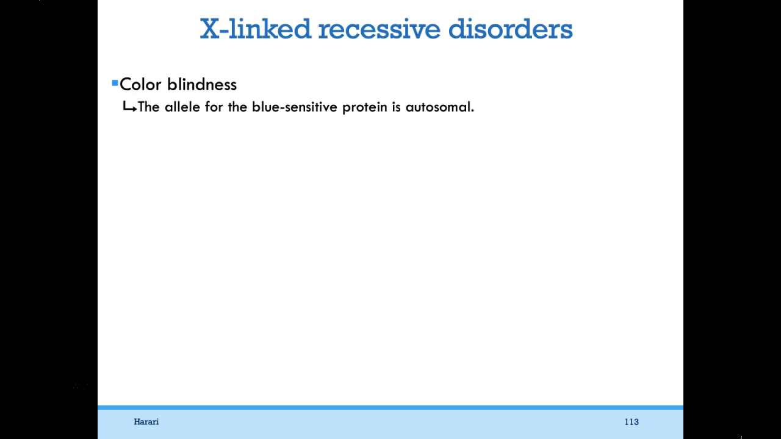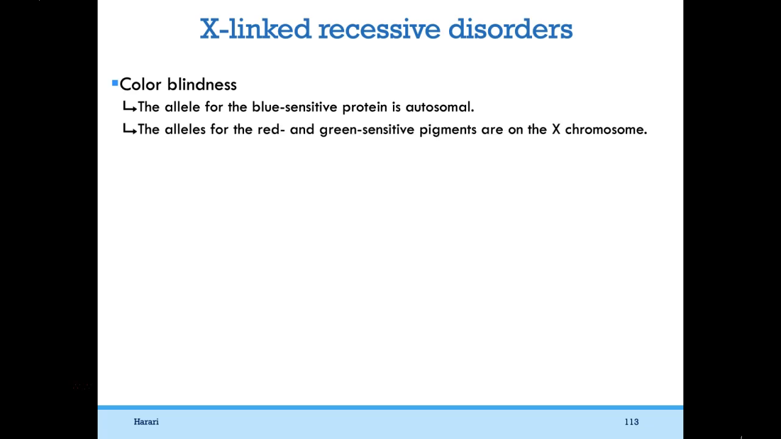Another example is color blindness. Red-green color blindness is on the X chromosome.